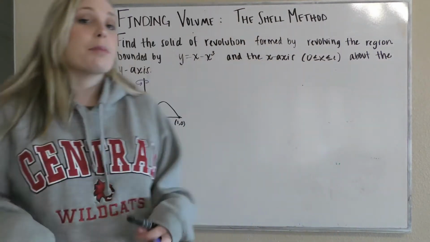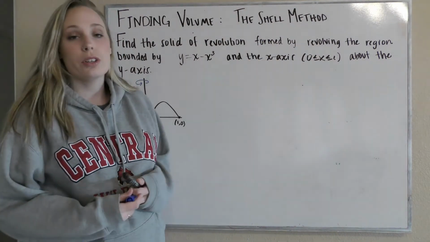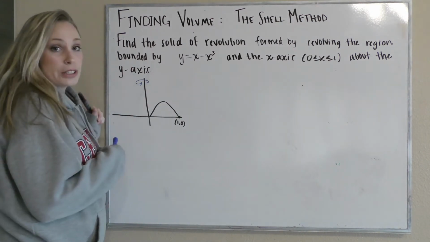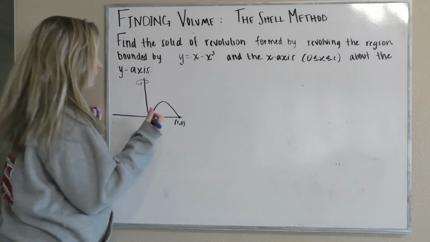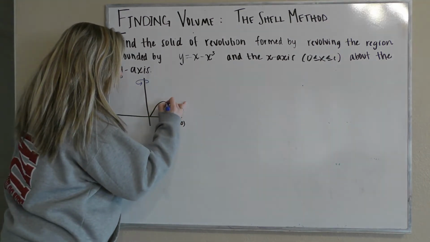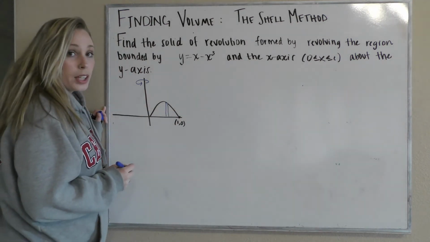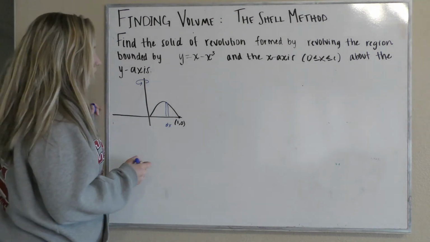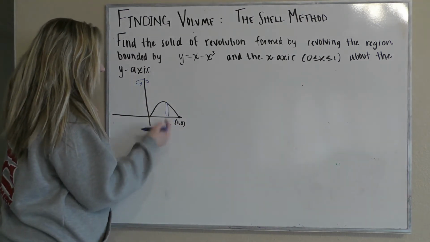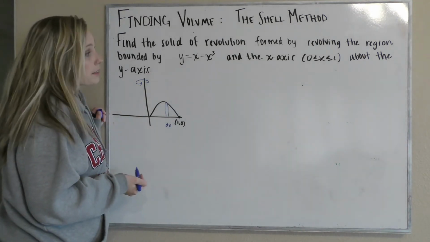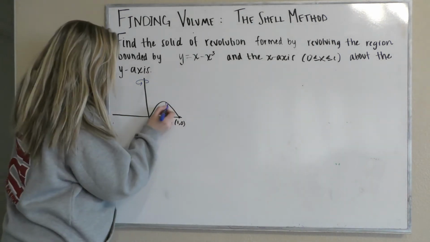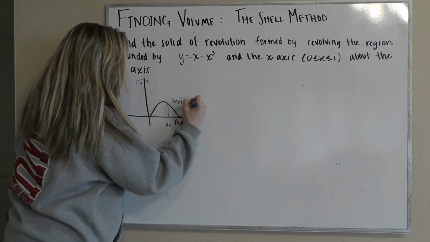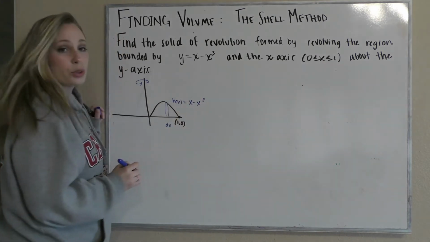So the first thing to keep in mind, whenever we're using the shell method, we are going to draw rectangles parallel to the axis of rotation. So here's our axis of rotation. So the rectangle that I'm going to draw is going to be parallel to that. So I'm going to have a rectangle like this. Now the width of the rectangle is always dx. The height of the rectangle in this case is going to be the equation y equals x minus x cubed. That is the height of this rectangle from the x-axis up to there. So our height, h of x, is x minus x cubed.